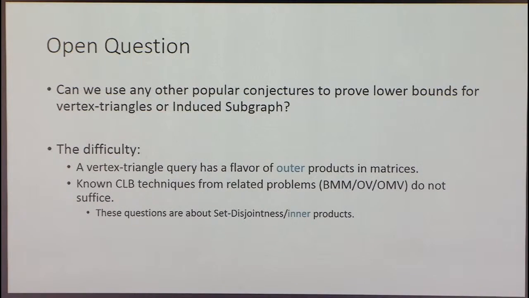Okay? But the known popular conditional lower bound techniques that we use, maybe related problems, don't seem to suffice because they're really about inner products. So there seems to be this gap between what we know. We know how to say things about inner products, which really correspond to set disjointness queries or set intersection queries. And it'd be really nice to somehow relate these outer products to these problems as well.